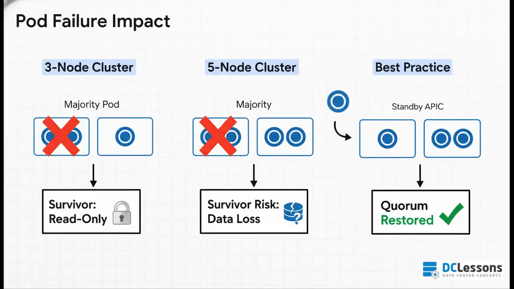If you have a 3-node APIC cluster and you lose the pod with just one APIC, no big deal, the cluster stays healthy. But if you lose the pod with the majority, the survivor goes read-only. Now, a 5-node cluster gives you more scale, but if you lose the majority pod there, you could actually risk losing some configuration data, what we call shards, and you'll need to call Cisco TAC to recover. This is exactly why the best practice is to always have standby APICs deployed and ready to go.